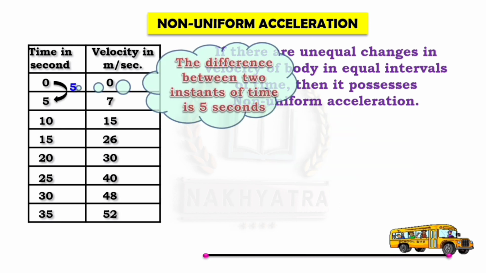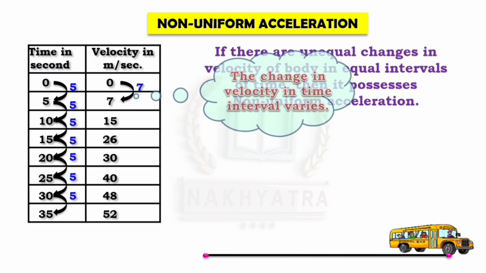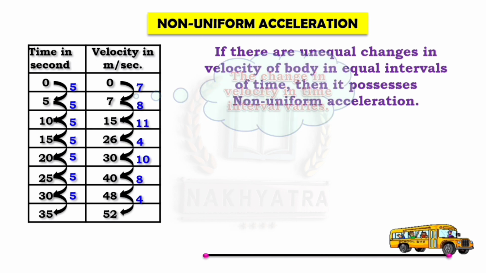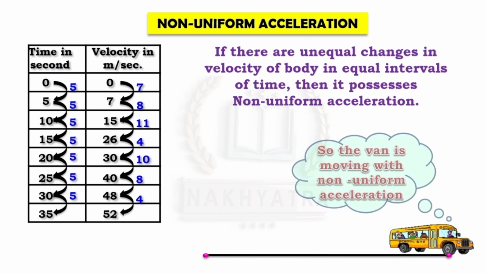Clear? So see here, the difference between two instants of time is 5 seconds. Can you see it? So there are equal intervals of time. But in case of velocity, we can see that the change in velocity in the time interval varies. It is not constant. So unequal changes in velocity. So we can conclude that the van is moving with non-uniform acceleration.